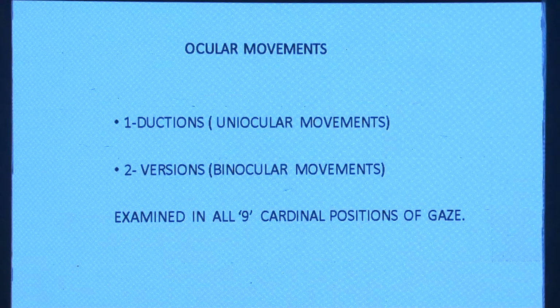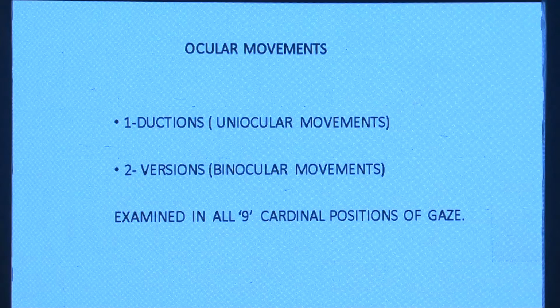Now, after having ascertained the type of esotropia, phoria, and the amount of esotropia or tropia, whatever you have, then you test for ocular movements. You test for ductions and versions, to be examined in 9 cardinal gazes. One thing you should remember, we see the movement of the eyes in all 9 cardinal gazes, right? 3 up, 3 middle, 3 down. But when you test for muscle overaction or underaction, you test for only 6.